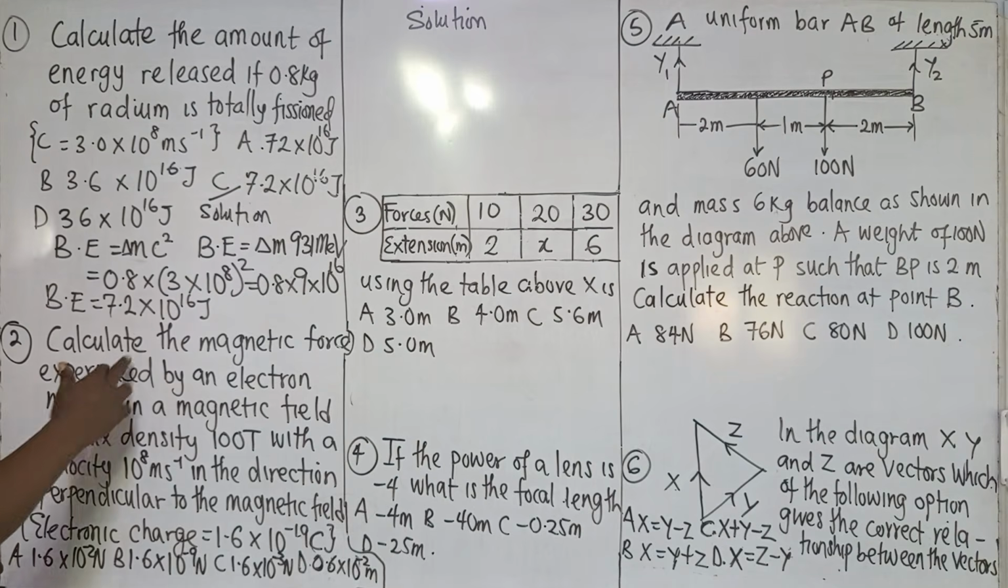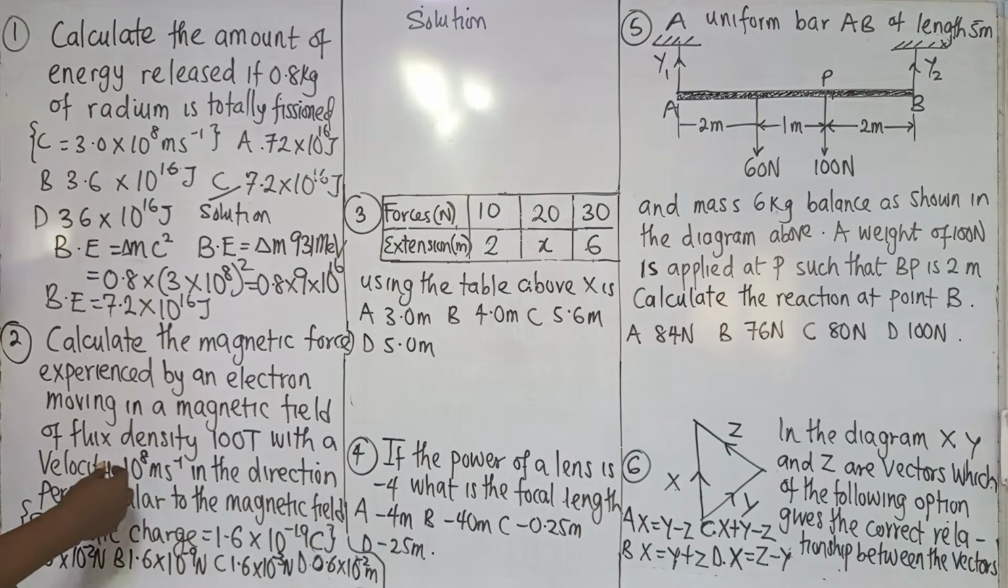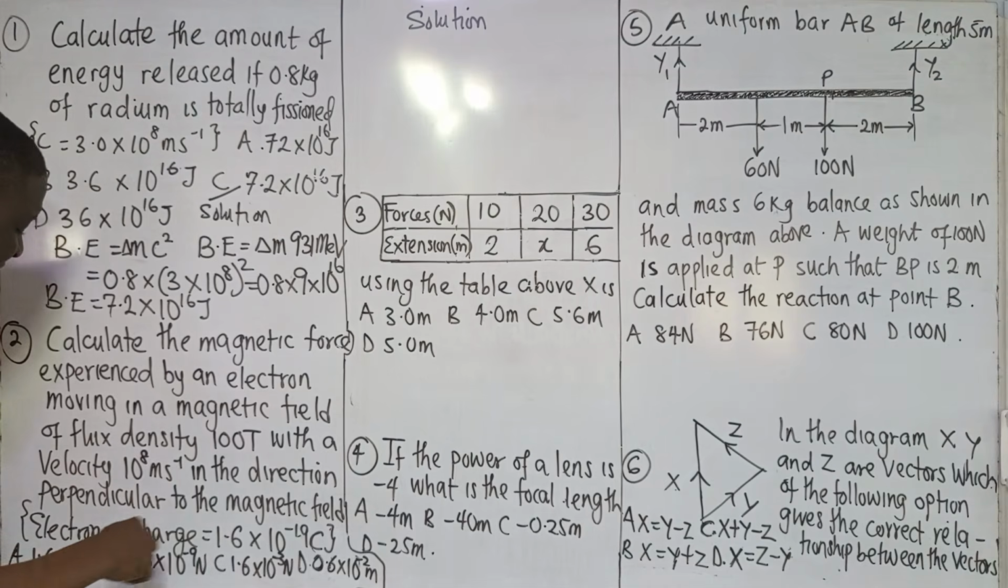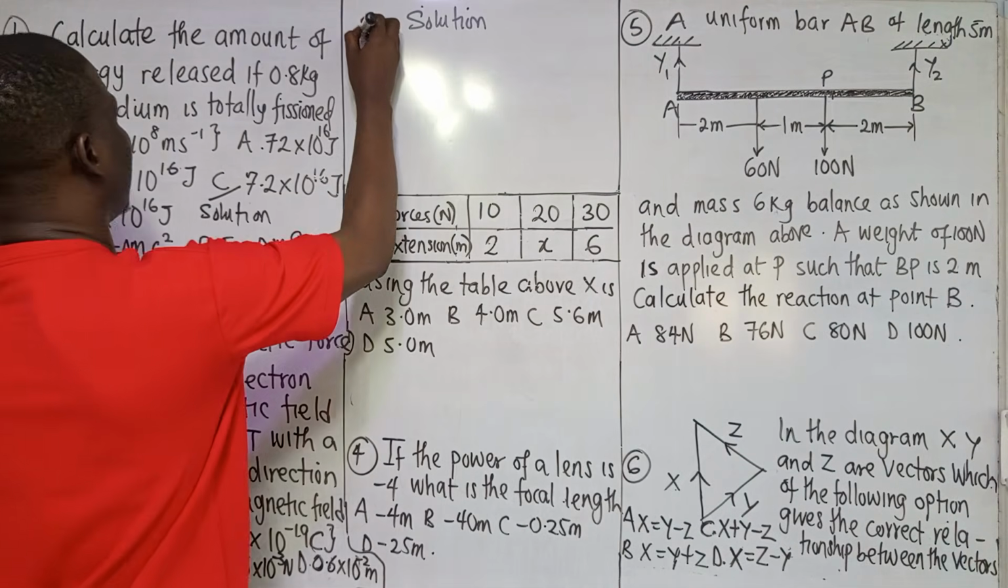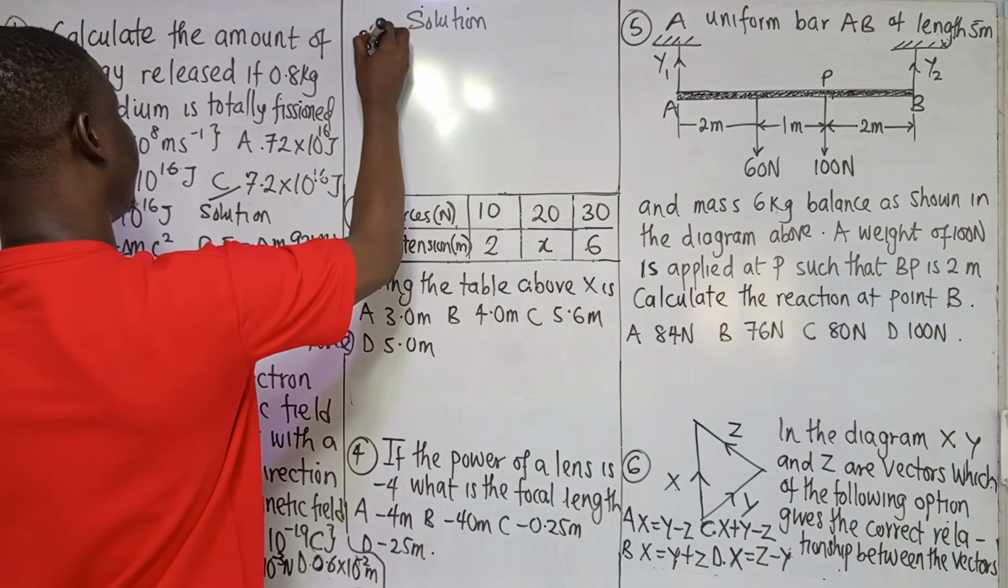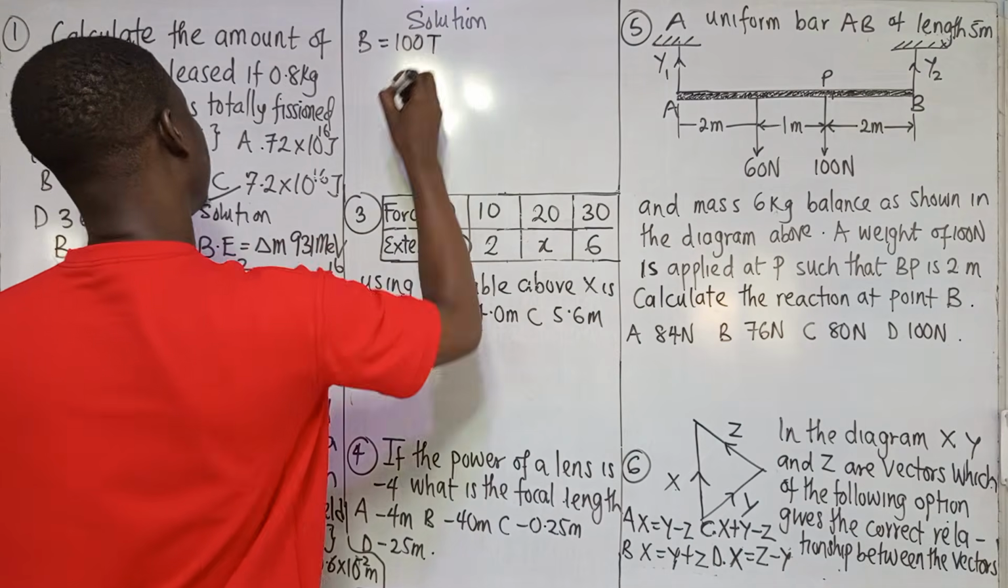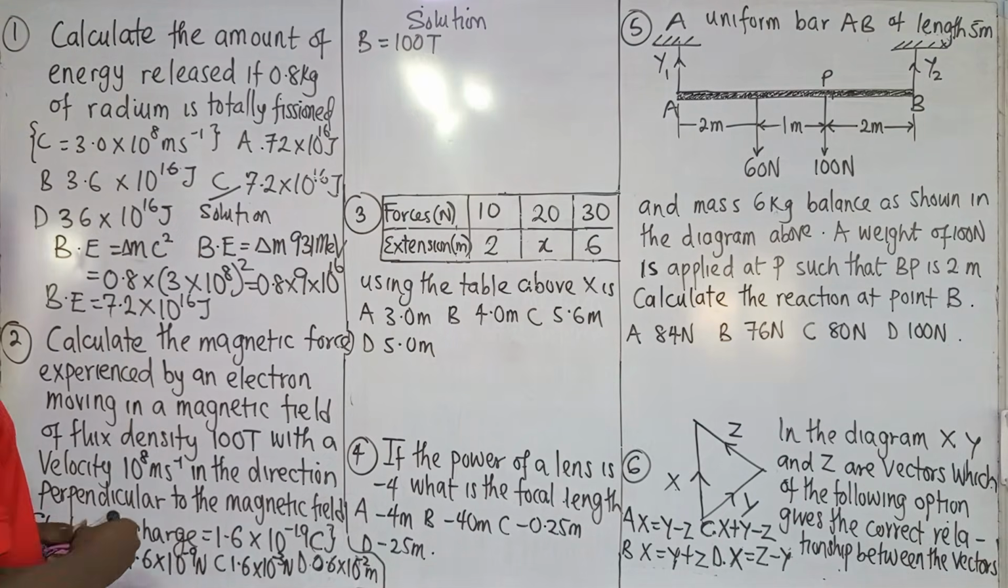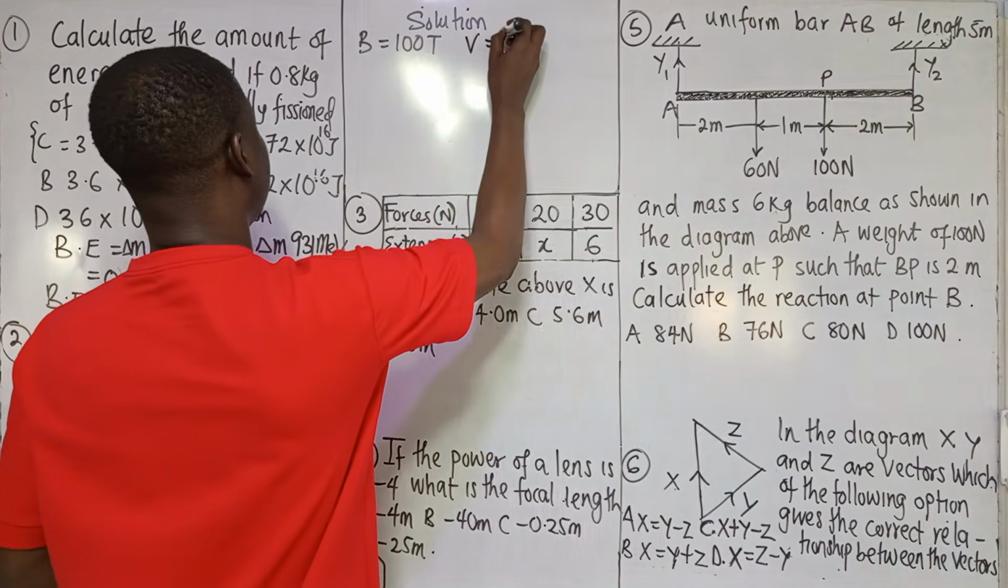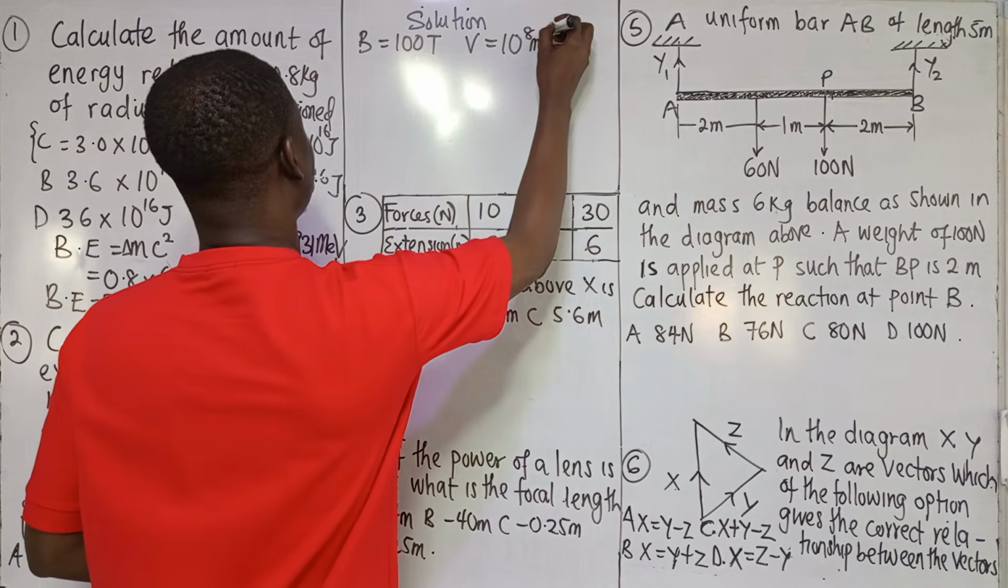Number 2. Calculate the magnetic force experienced by an electron moving in a magnetic field with a flux density of 100 Tesla, with a velocity of 10 power 8 meter per second in the direction perpendicular to the magnetic field. Looking at the parameters, we are given the magnetic field as 100 Tesla, then the velocity as 10 power 8 meter per second.